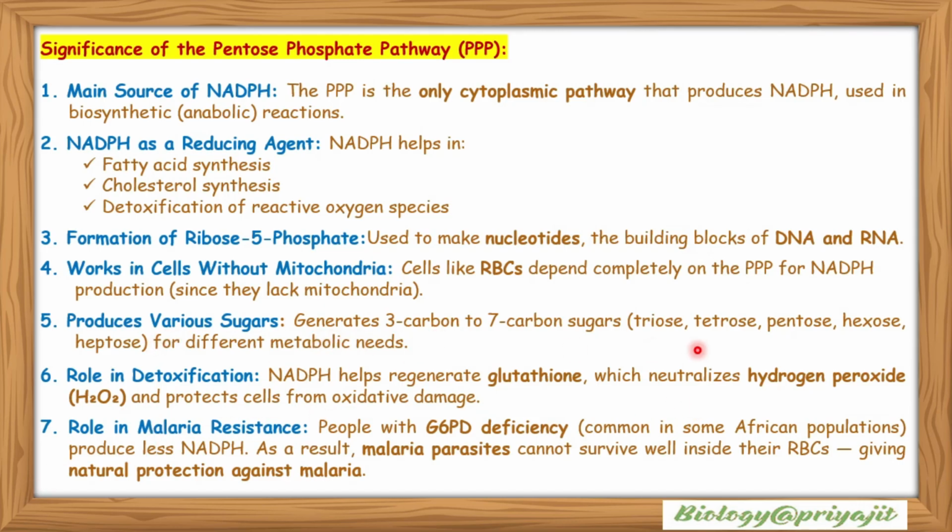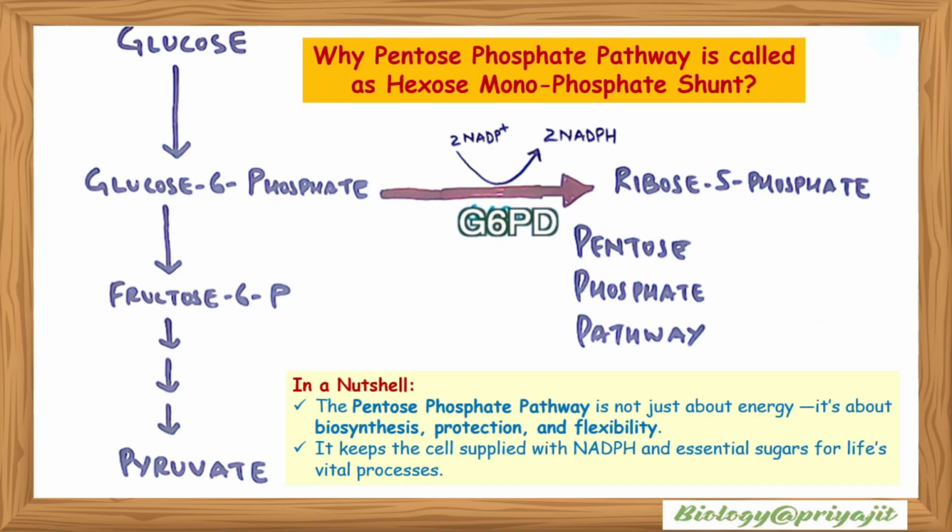NADPH helps regenerate glutathione, which neutralizes hydrogen peroxide, H2O2, and protects the cell from oxidative damage. Role in malaria resistance: people with G6PD deficiency, glucose 6-phosphate dehydrogenase deficiency, which is common in some African populations, produce less NADPH. As a result, the malaria parasite cannot survive well inside the RBCs, giving natural protection against malaria.